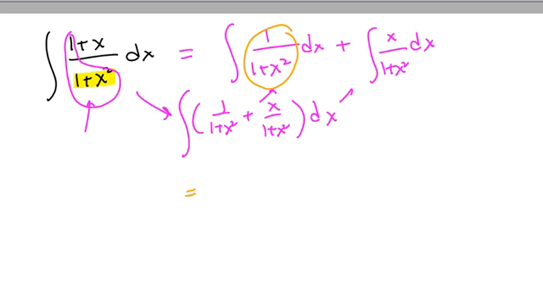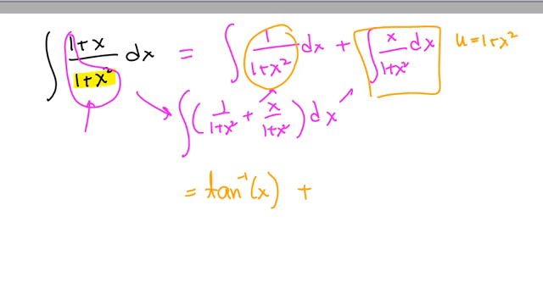So this one is the derivative of inverse tan. So that's just tan to the negative 1 of x. Plus, now here on this one, I can actually use a substitution. So I'm going to use u equals 1 plus x squared. So du equals 2x dx. And I can see that I've got the x dx here, which means I've got to get rid of this. So I'm going to go 1/2 du equals x dx.